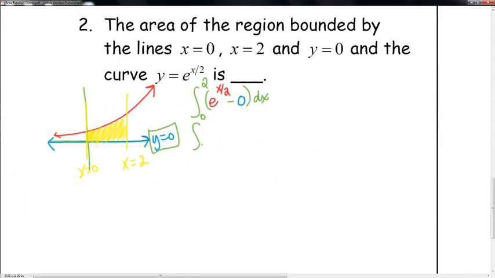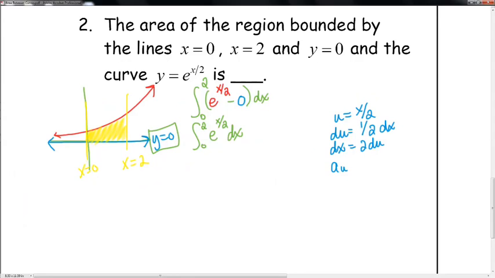So I have 0 to 2 of e to the x over 2 dx. And I'm going to use u substitution. I'm going to let u be x over 2. That means du is 1/2 dx, so that means dx is 2 du. And that also means I need to change my boundaries.